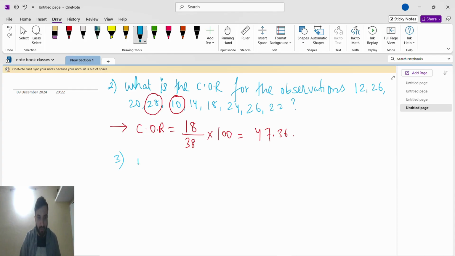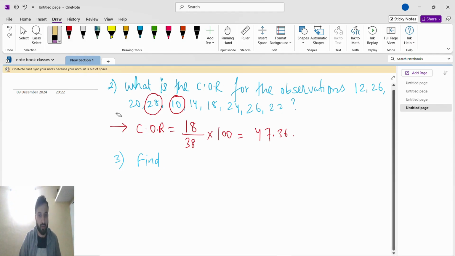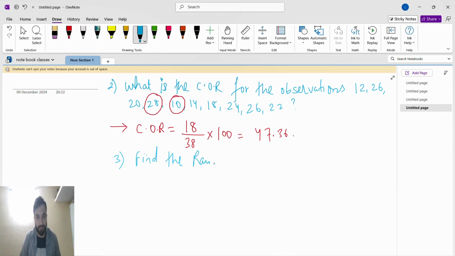Find the range and coefficient of range for the following observations. Okay, here they said both. Find the range and the coefficient of range for the following observations.